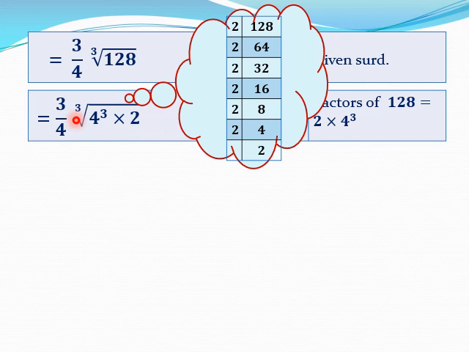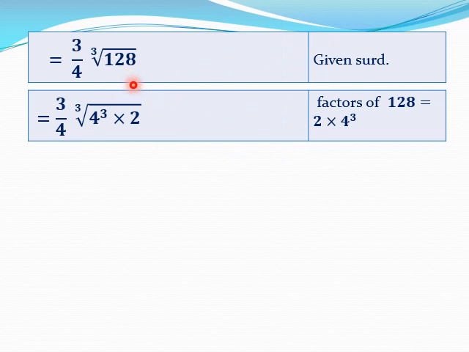Because this is a cube root, we can group these numbers: this 2 and this 2 becomes 4. Again 2 multiplied by 2 becomes 4. This 2 and this 2 becomes 4. So these are now 4 raised to power 1, 2 and 3. So we can write it as 4 raised to power 3 into 2. These are the factors of 128.